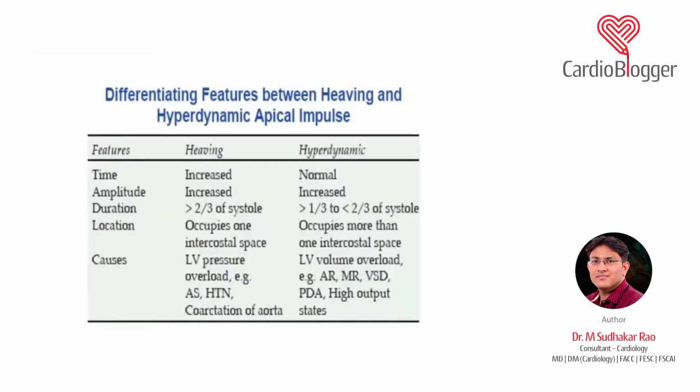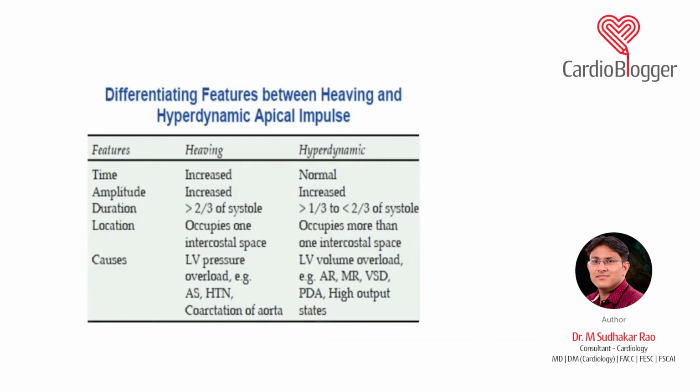Apart from this, there are two different types of apex, which are the hyperdynamic and the heaving apex. We already know what these apexes are. However, how do you differentiate based on various variables? On the basis of time, we know that in a heaving apex, the LV ejection time is increased because of the pressure hypertrophy, like in cases of systemic hypertension, aortic stenosis, hypertrophic cardiomyopathy, and coarctation of aorta. These are the various conditions which increase the duration.